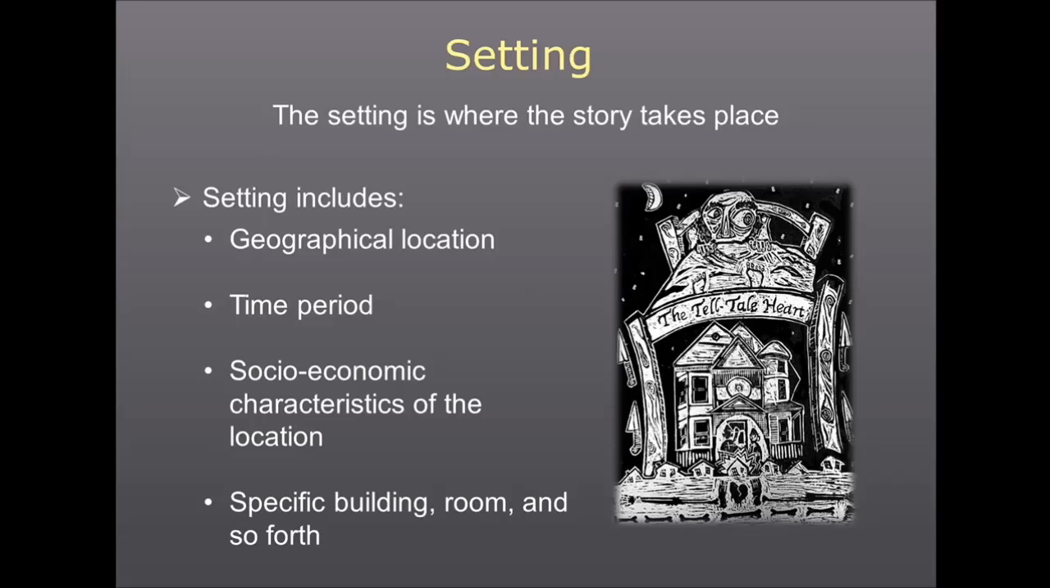Geographical location, such as London or Wyoming, socioeconomic characteristics, such as the wealthy suburbs, and a specific building, such as a prep school or farmhouse, are types of physical setting. The time period, such as the Civil War or present day, is the chronological setting.